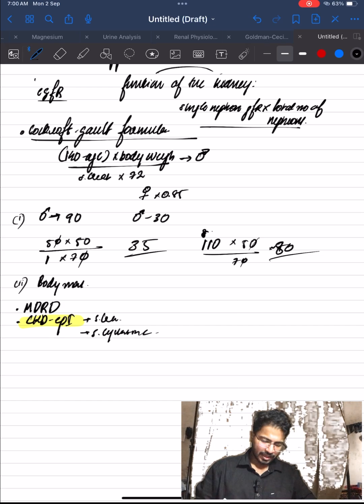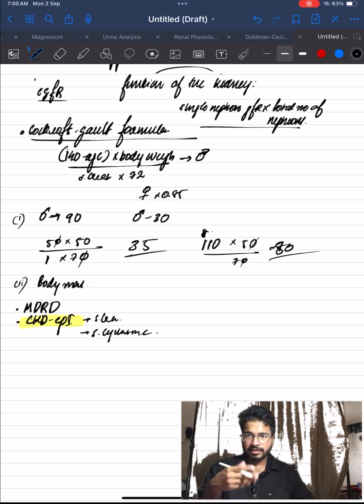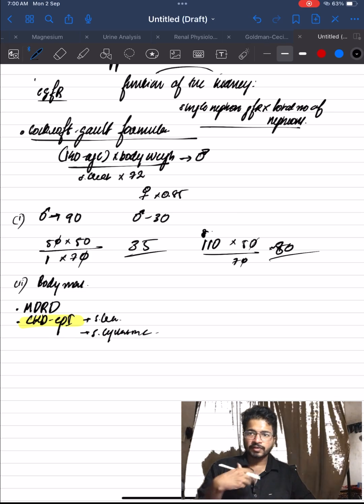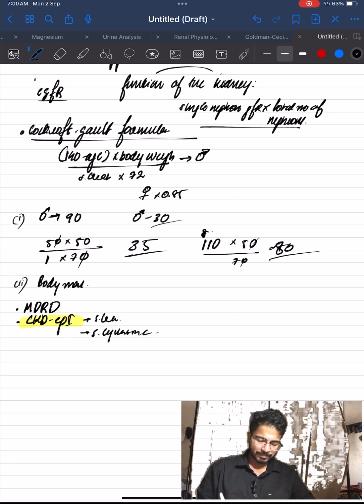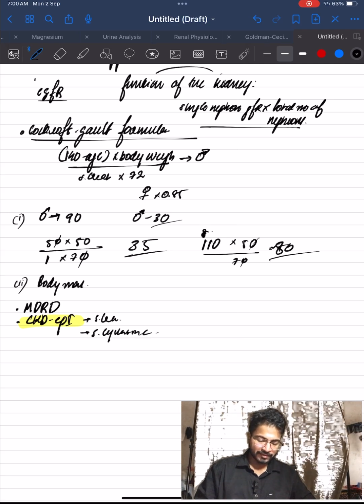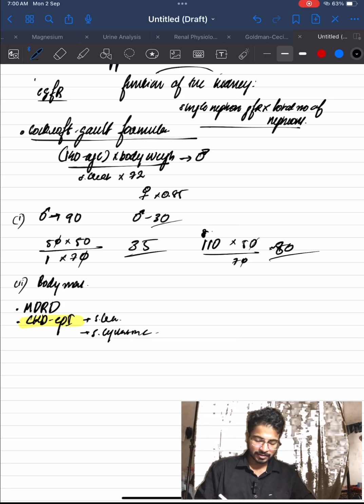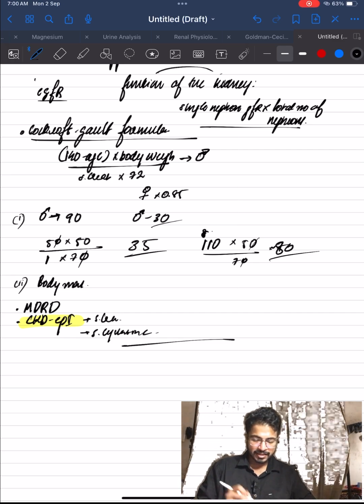So, having discussed EGFR and how to calculate it, we will come to how we approach this patient. First, we spoke about a 30-year-old male coming to our OPD with a serum creatinine of 1, and his EGFR is 80.